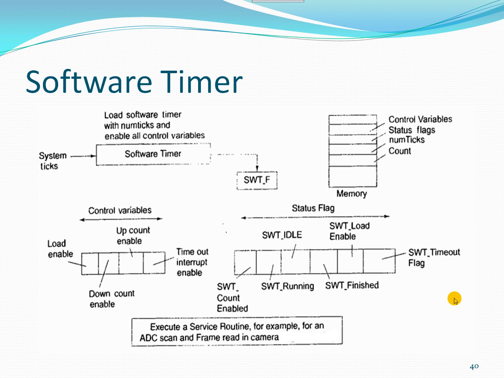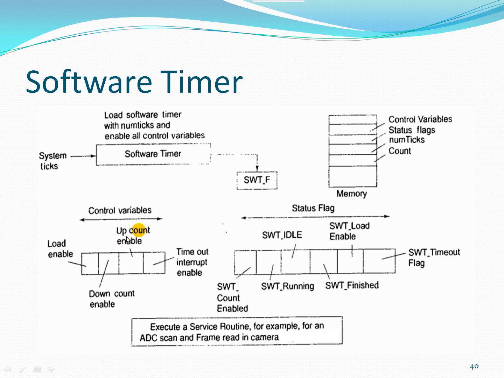So after giving those num ticks, the control variables are going to control. The load enable, the up down enable and the timeout interrupt enable are the main control variables which we will be giving. After that, we will be giving the status flags also. In the status flags, we will be having the software timer count enable. Whenever this count enable is given, it is either an up count enable or a down count enable, based upon the application which we are using.